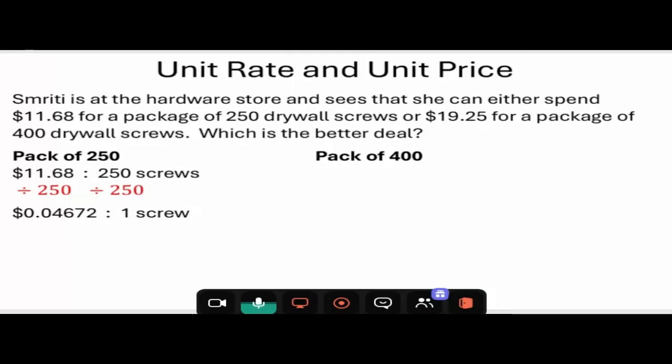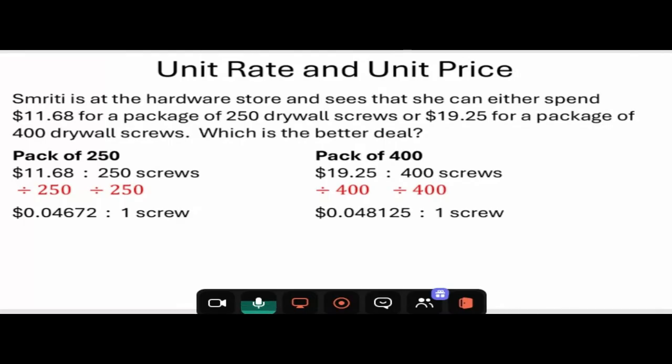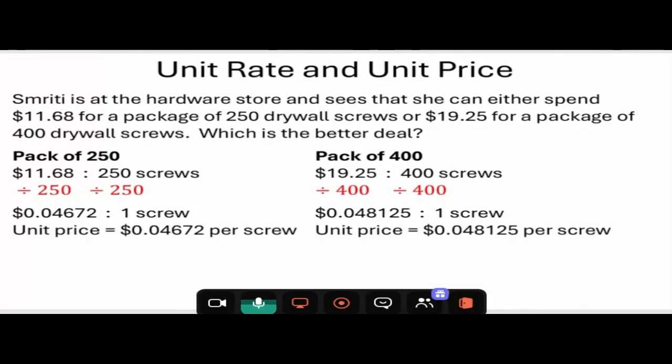Okay, so let's take a look at the second pack. $19.25 is the ratio to 400 screws. I'm going to force the second number to be 1. So I have a rate per 1 screw. I hope I actually wrote the rates. I did. Yeah. So the unit price or the unit rate or the rate, we can call them all these different things, or the cost per screw for the 250 pack is 4.67 cents. And for the 400 pack is 4.81 cents.